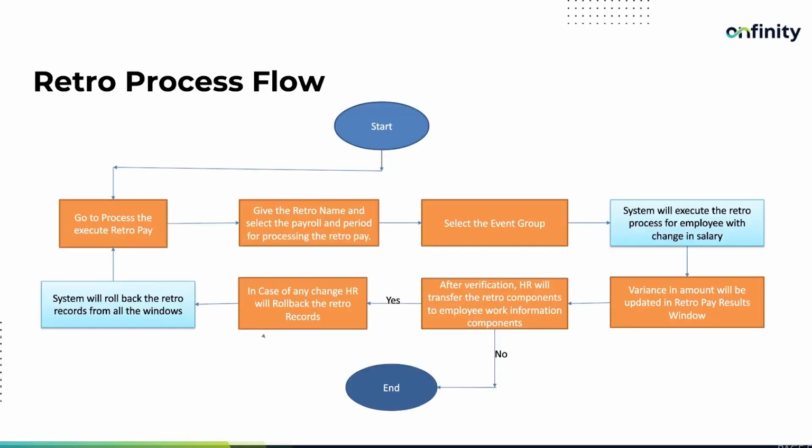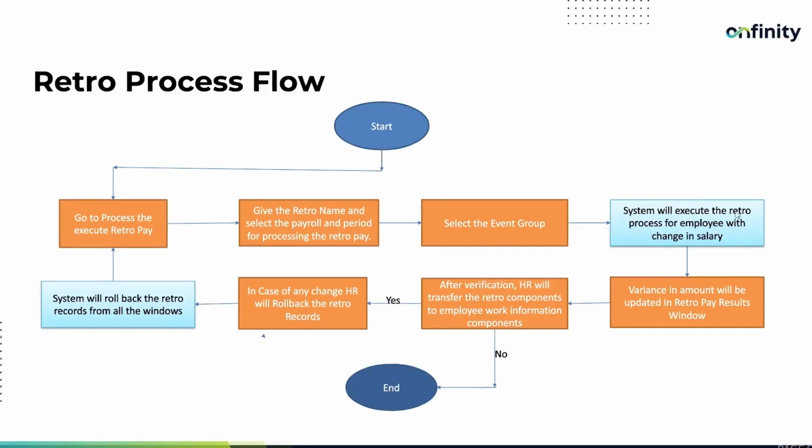Here we have a process flow diagram for the retro pay process. HR will start the process by going to the Process Execute Retro Pay function. They'll give the retro run a name, select the relevant payroll and period for which they are processing the retro pay, and select the event group that triggered the retro calculation.